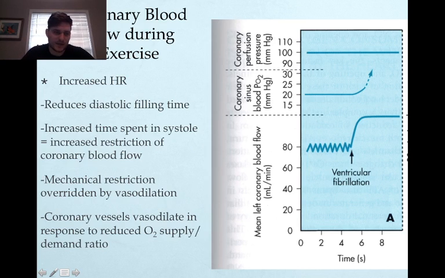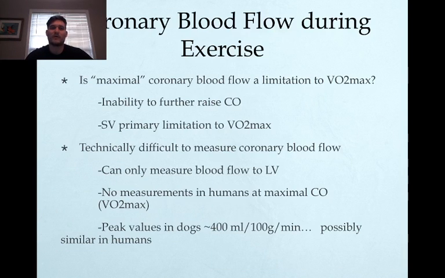And again, just an overview of the problem, that with increases in heart rate, we have a reduction in diastolic filling time, which means the increased time spent in systole comes with a restriction in coronary blood flow. And so this is overridden by those vasodilator substances, and coronary vessels will vasodilate in response to reduced O2 supply demand ratio. And so this release of nitric oxide and vasodilator metabolites is going to help increase coronary blood flow overall.